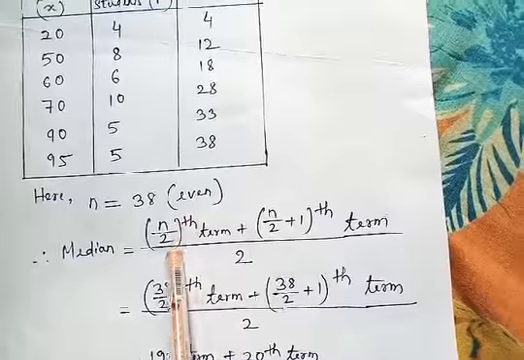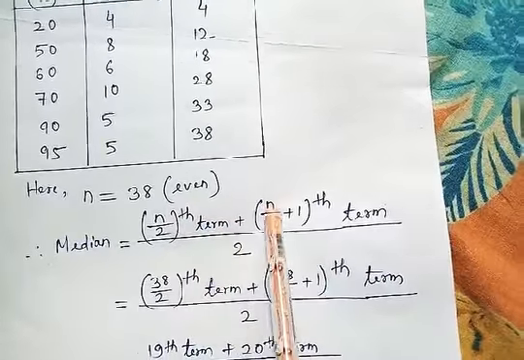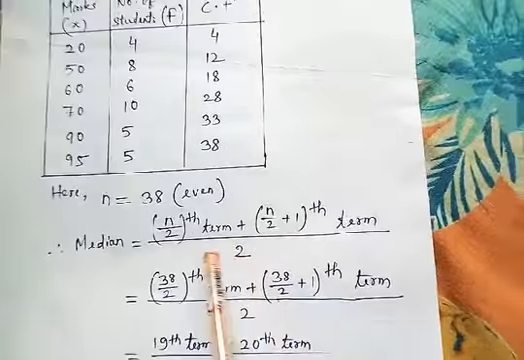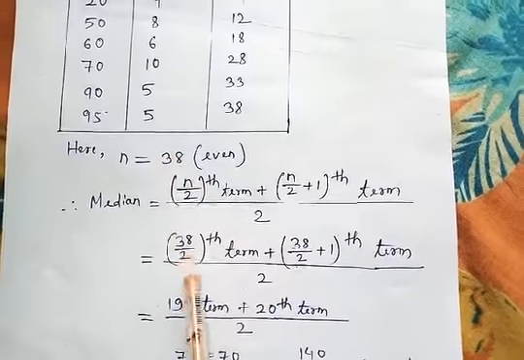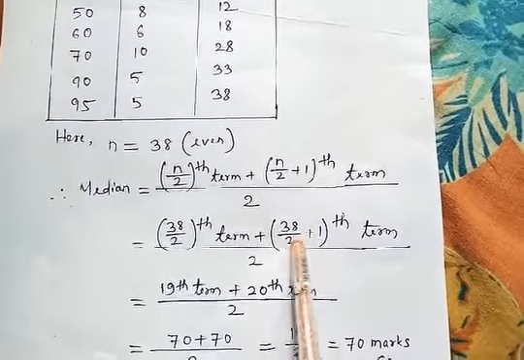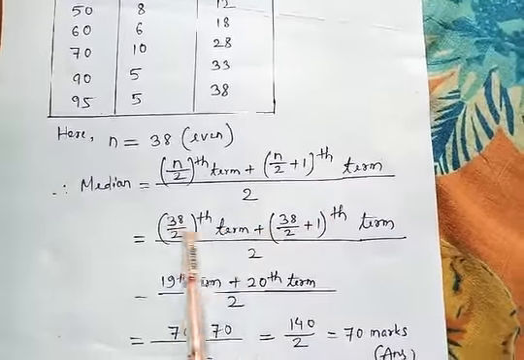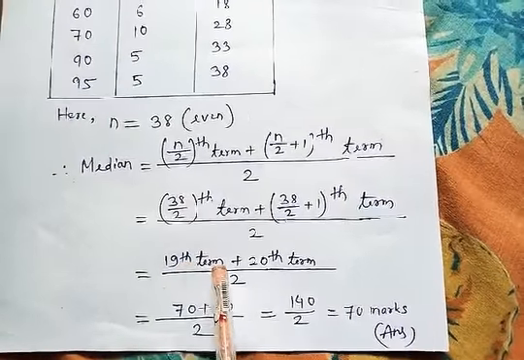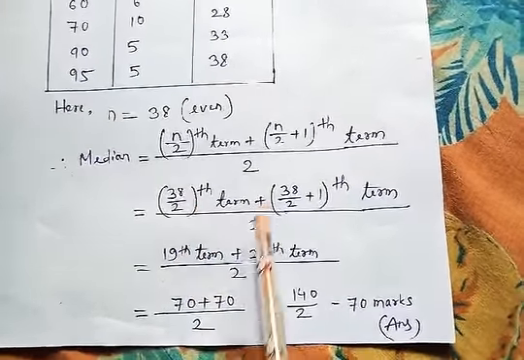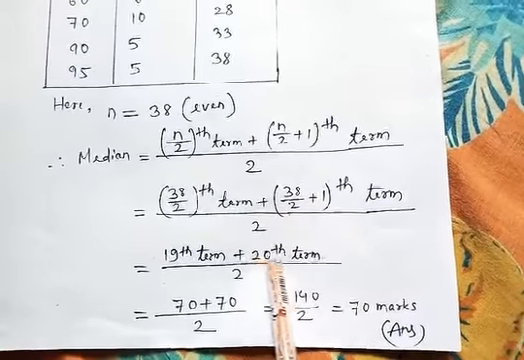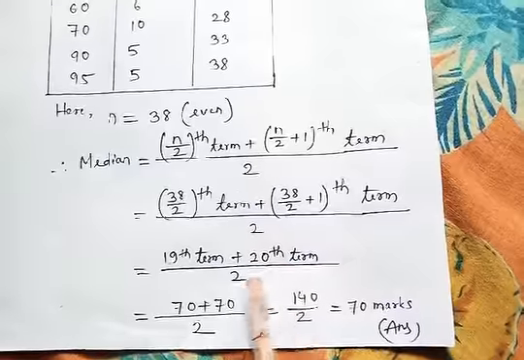Median equal to (n by 2 th term plus n by 2 plus 1 th term) whole divided by 2. As you know, n is 38. So 38 by 2 th term plus 38 by 2 plus 1 th term, whole divided by 2. 38 by 2 is the 19th term. 19 plus 1 is the 20th term, whole divided by 2.